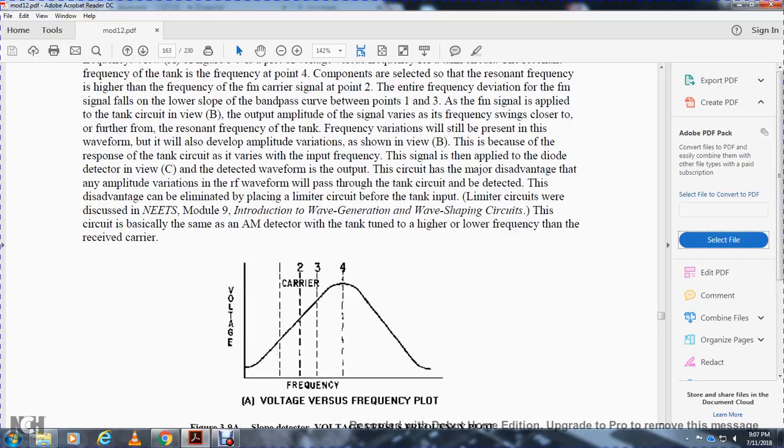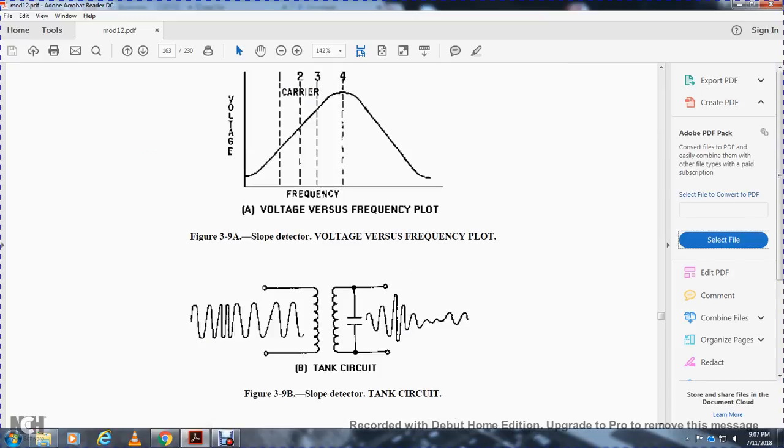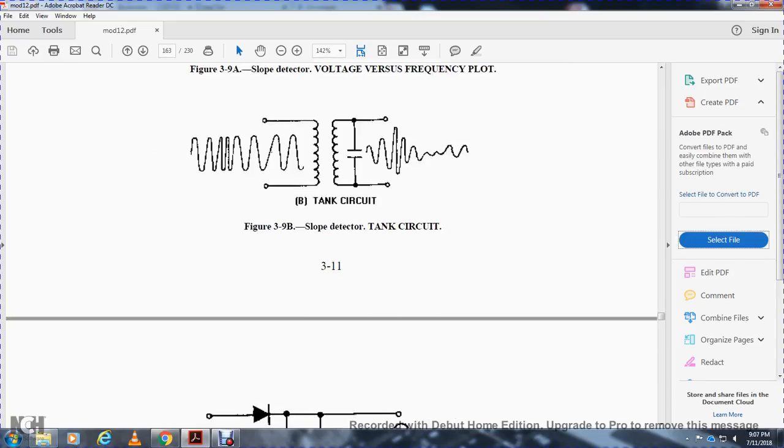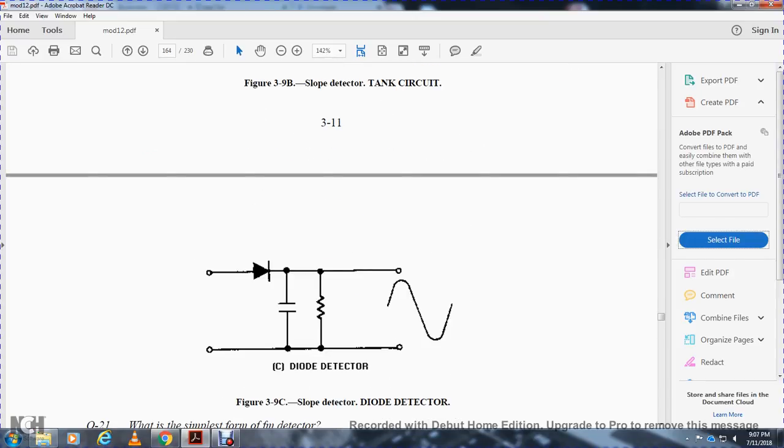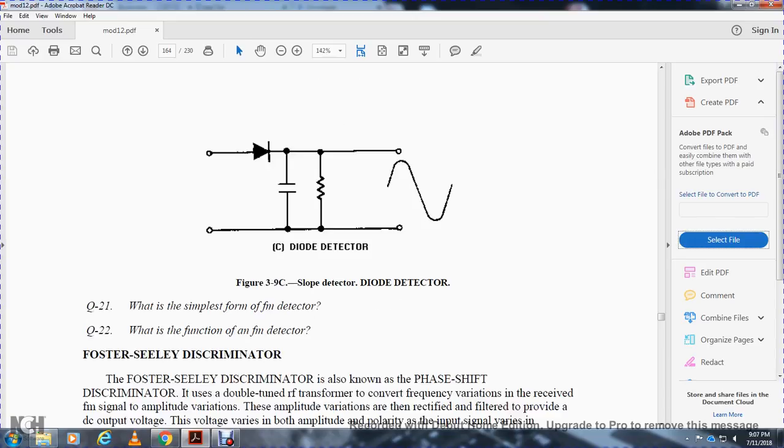Voltage, carrier, frequencies 1, 2, 3, 4. Tank circuit. Your diode detector, capacitor, resistor.